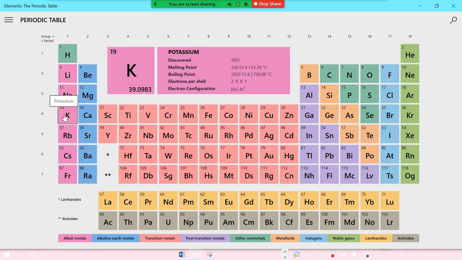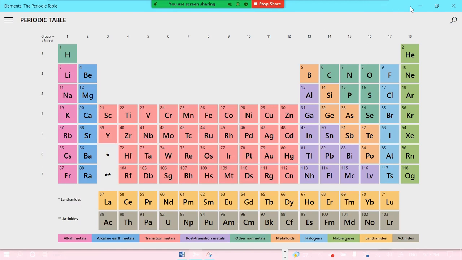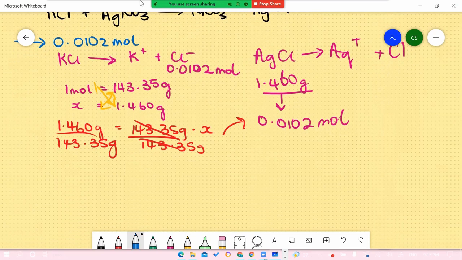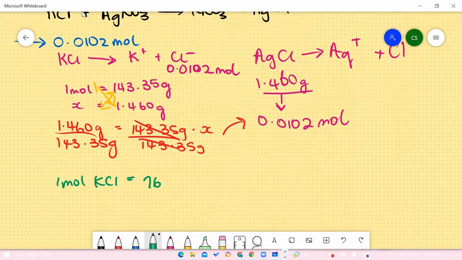You finished with this? Yes, I'm finished. I've deduced that one mole of KCl is equal to 74.6 grams. So now I'm going to calculate the number of grams in 0.0102 moles. It's equal to how many grams?